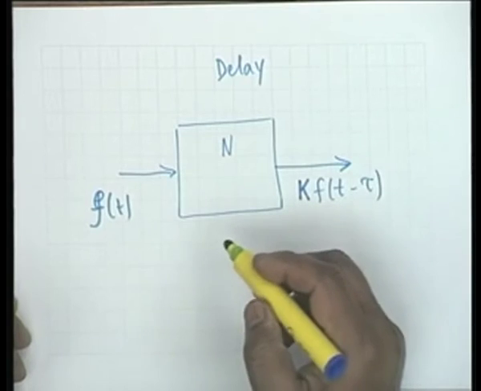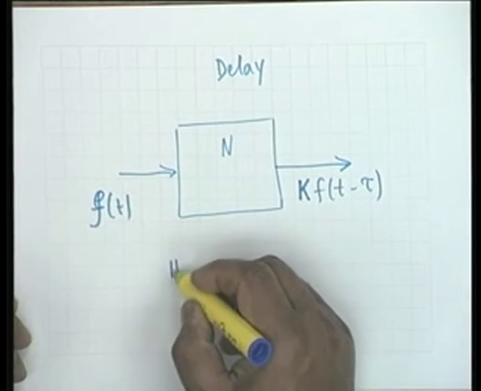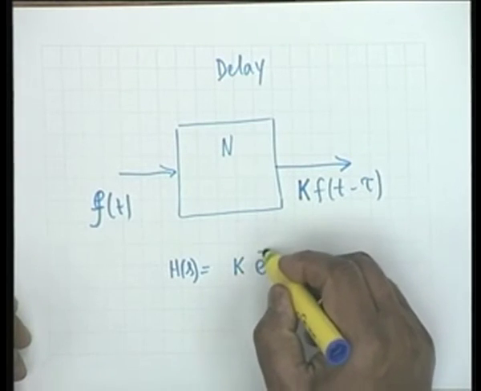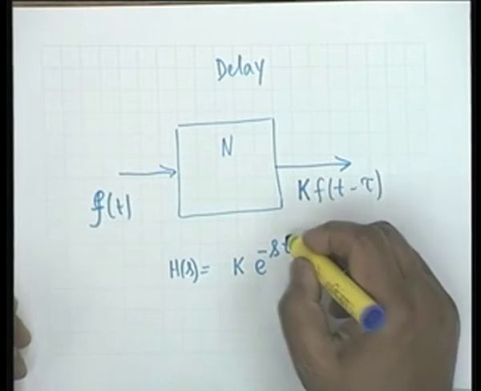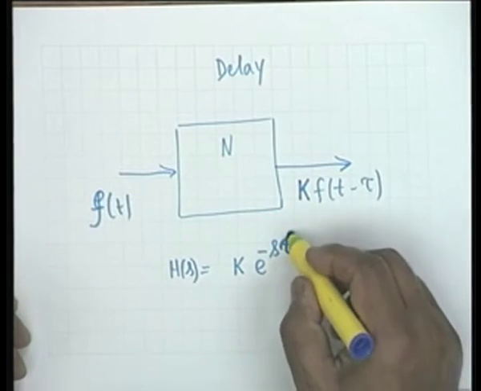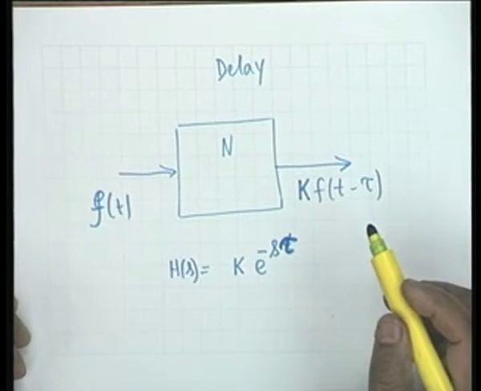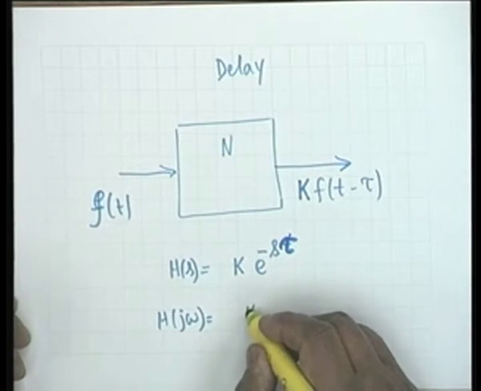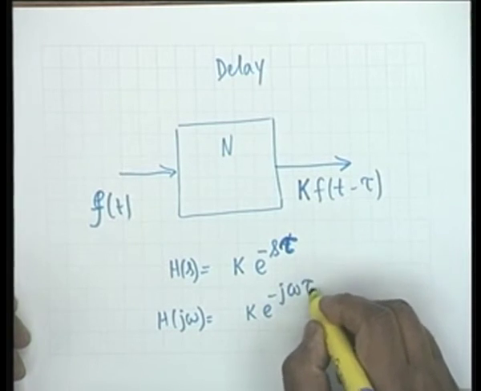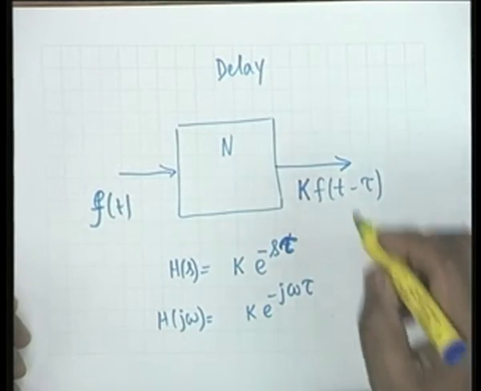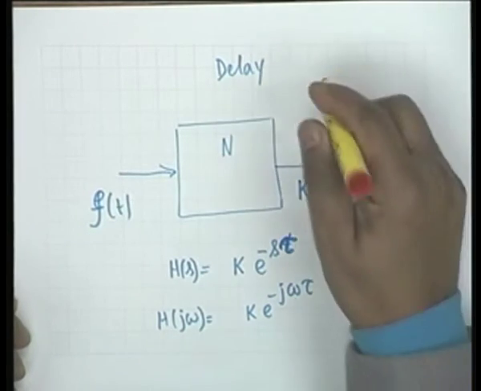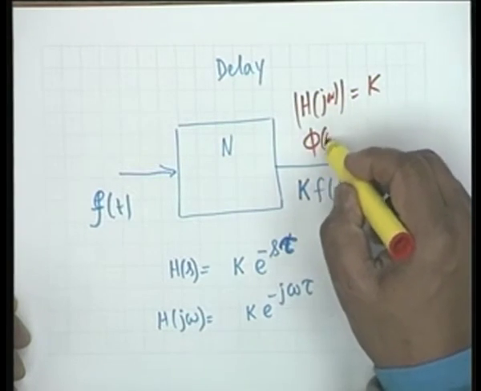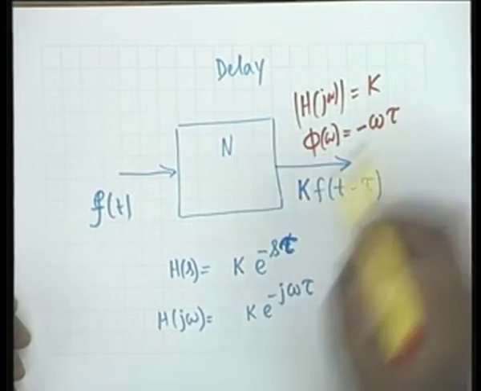Now, if you find the transfer function of this network, H of s, Laplace of the output to Laplace of the input, it is simply k e to the minus s tau. Is that okay? All right. Which means that the frequency response of this network is k e to the minus j omega tau. In other words, the magnitude of H of j omega is a constant, and the phase phi of omega is equal to minus omega tau.